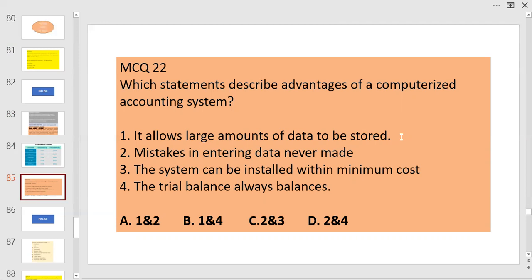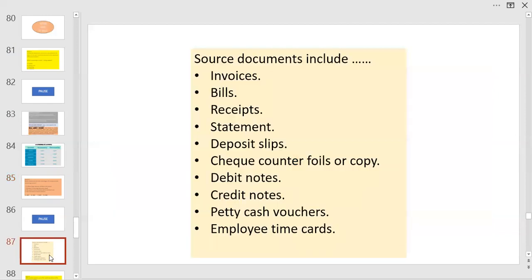So it can store large amounts of data, which is correct. The second one says mistakes in entering the data are never made. Now let us see whether this statement will stand. Whether it is computerized accounting or normal accounting, the accounting cycle is the same. Only in computerized accounting it is shortened and speedier. It can be faster, but the accounting cycle is the same.